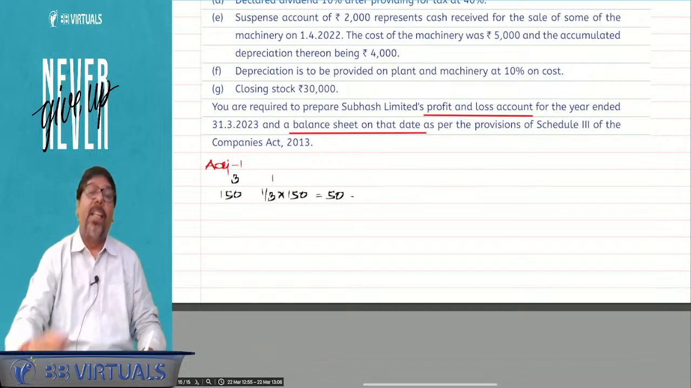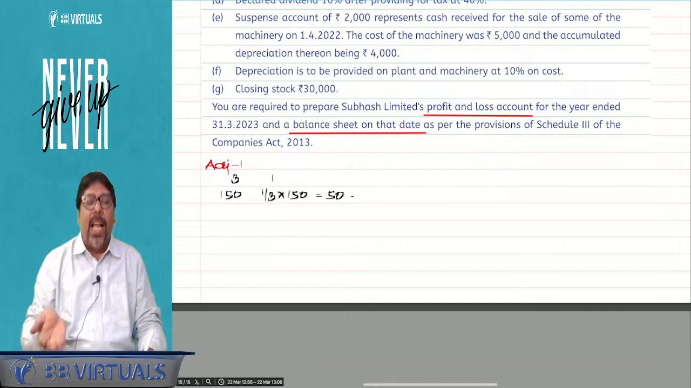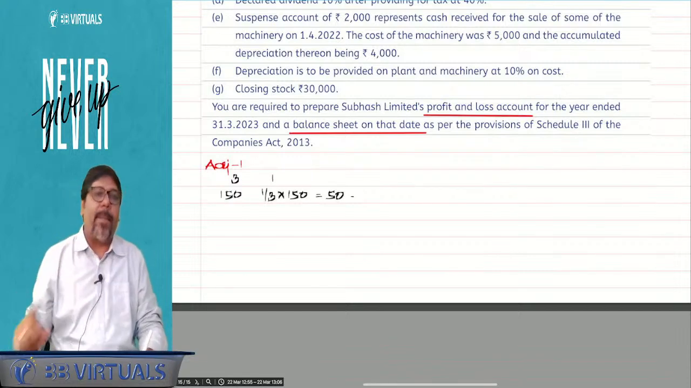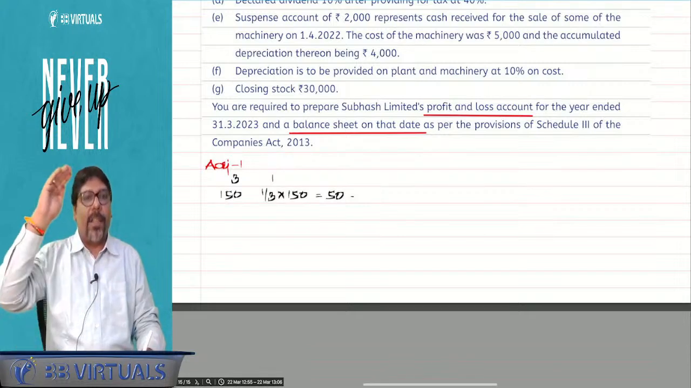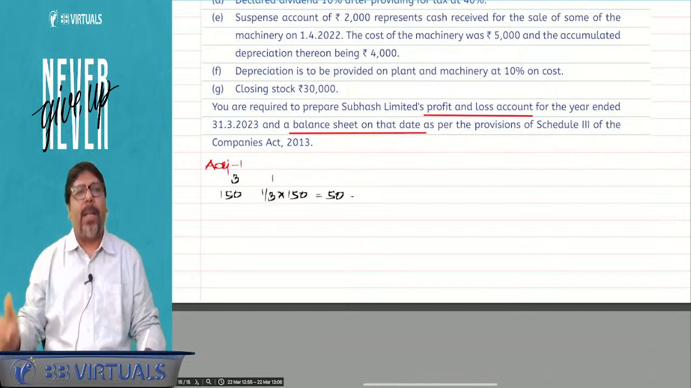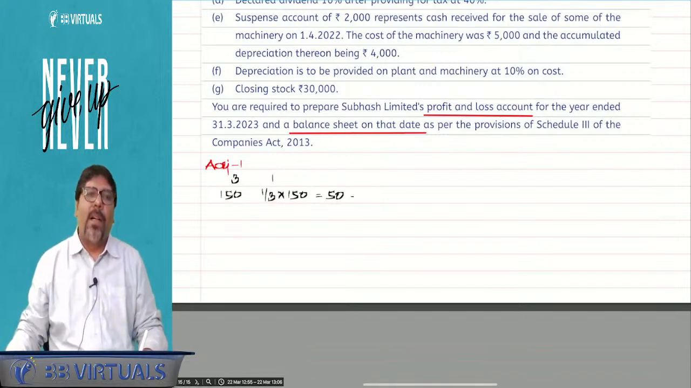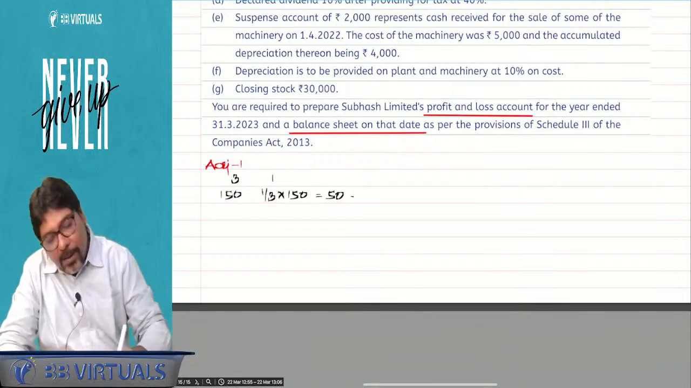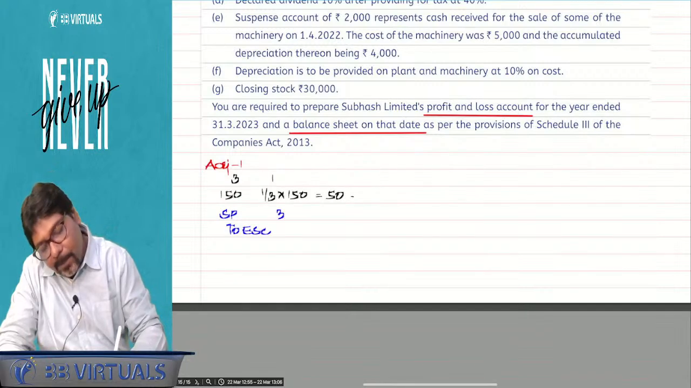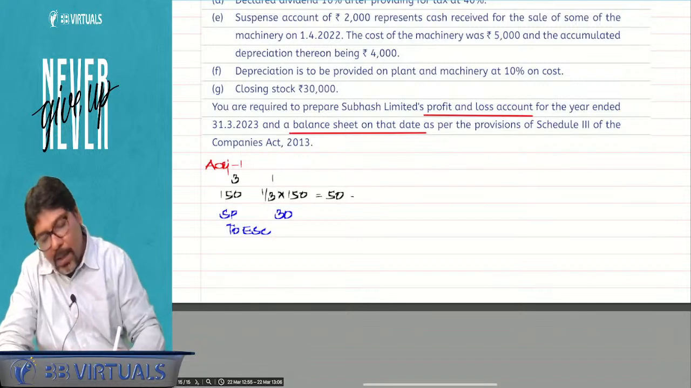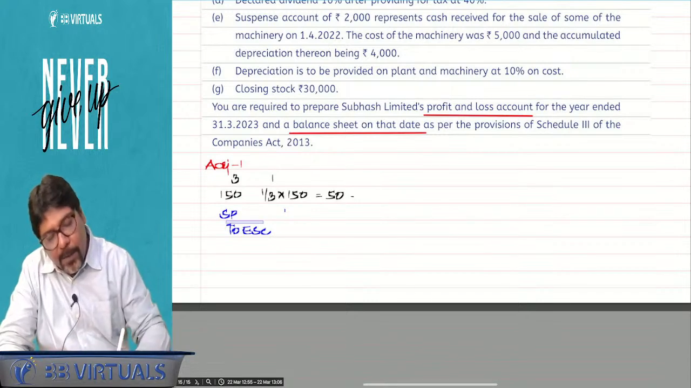So what shall be the journal entry? Sir, if reserves will decrease, debit reserves, and if share capital will increase, credit share capital. Wonderful. Now tell me which reserves will decrease? Sir, security premium. So security premium should be debited. And what will be credited? Sir, you will credit share capital. Very good. So the journal entry will become security premium to equity share capital, 50.